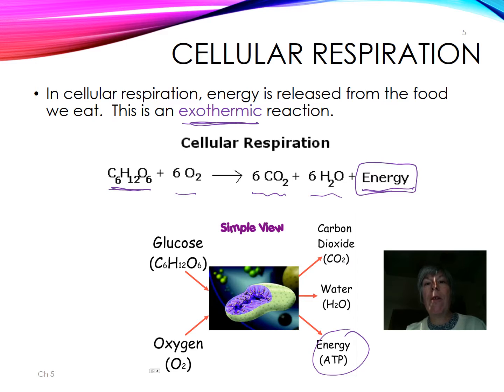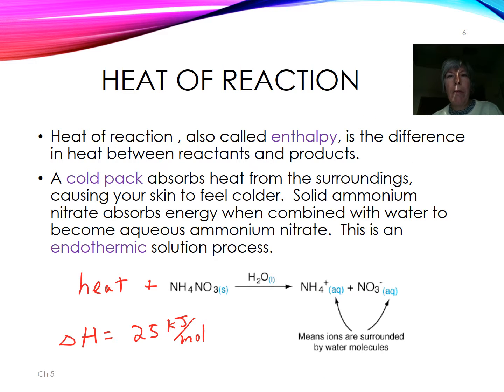Exo means out, so energy is given off in this reaction. Whenever you see this energy term on the right side of the chemical equation, that's going to be an exothermic reaction. In many reactions, there's a difference between the heat that's in the molecules of the reactants and the heat that's in the molecules of the products. We call this difference in heat the heat of reaction, and we call that enthalpy. Enthalpy is that difference between heat of reactants and products. So in the last equation, the products had less heat than the reactants because heat was given off.